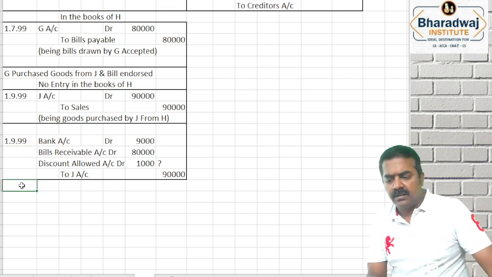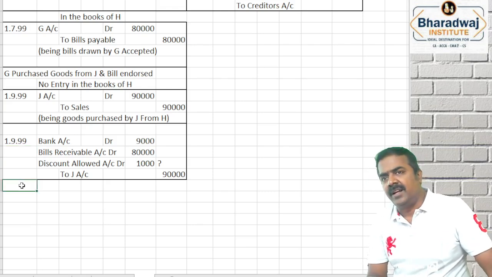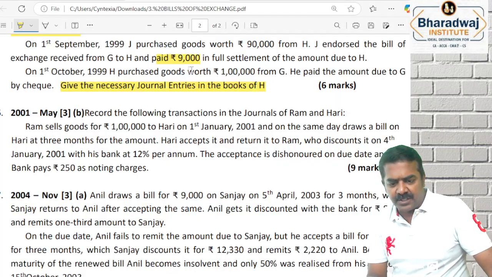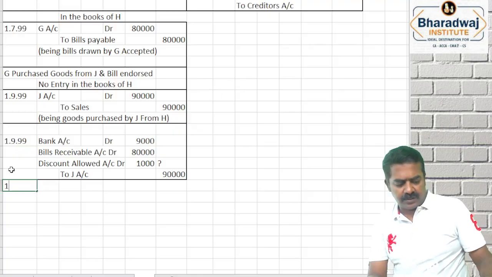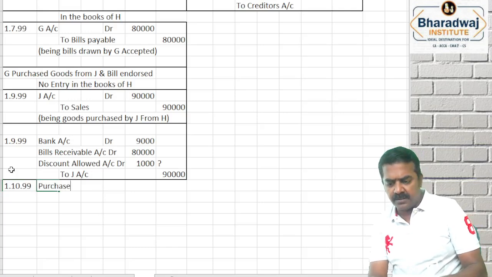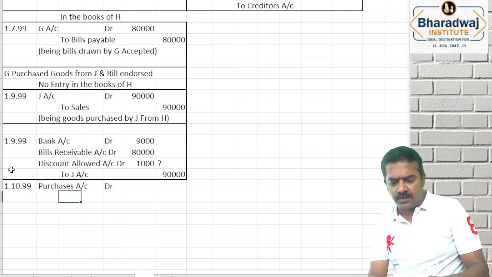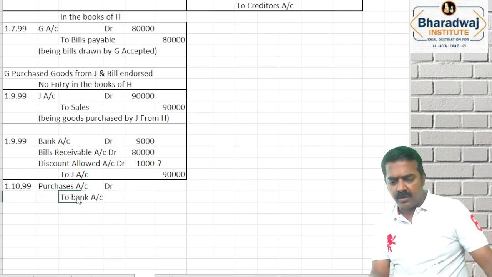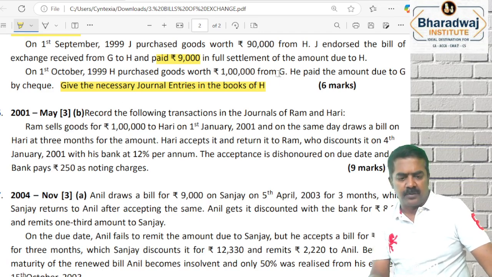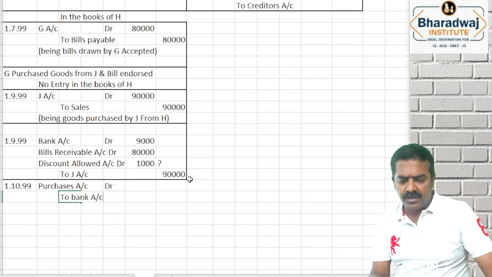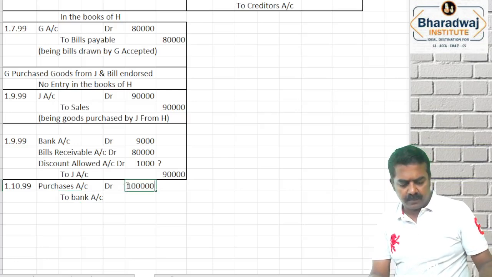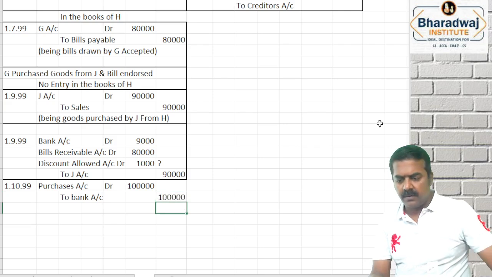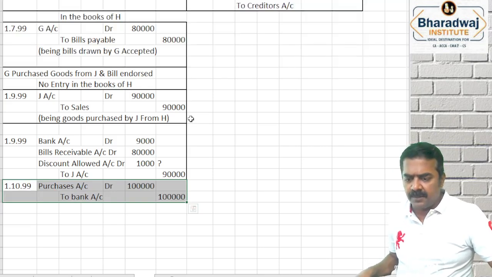Then on 1st October we purchased. On 1st October we purchased goods and paid by cheque. What is the entry we will pass? Purchases account debit to creditors, will you pass? No. We paid the money. What is the entry you will pass? Bank account. He purchased goods worth 1 lakh from G and he paid the amount due by what? Cheque. 1 lakh. So we are recording the transaction only in the books of what? J.